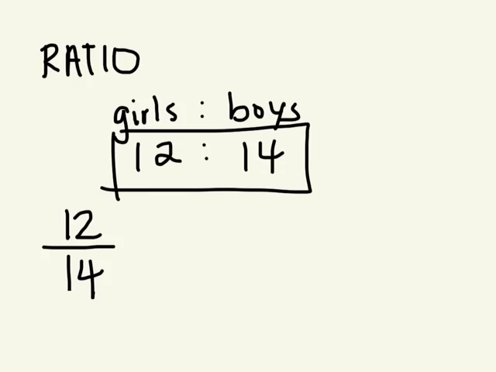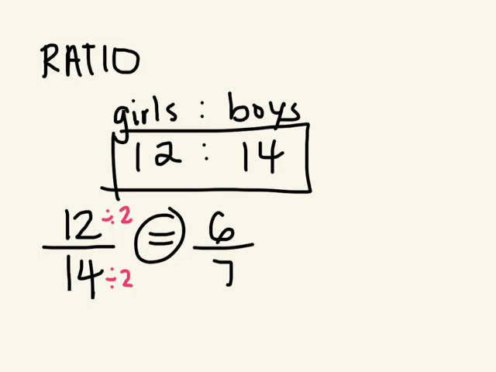Because they're both even numbers, we know that they're divisible by 2. Can I take the numerator and divide it by 2 and then divide the denominator by something else? No, whatever you do to the numerator, you must do to the denominator in order to create an equivalent fraction or an equivalent ratio. So 12 divided by 2 is 6, and then 14 divided by 2 is 7. So this is equal. These are equivalent. So I can write the ratio as 12 to 14 or 6 to 7.